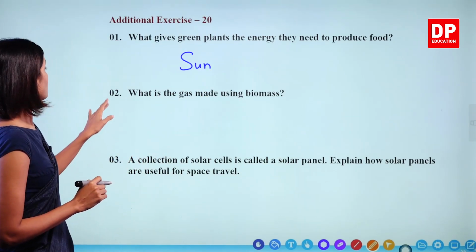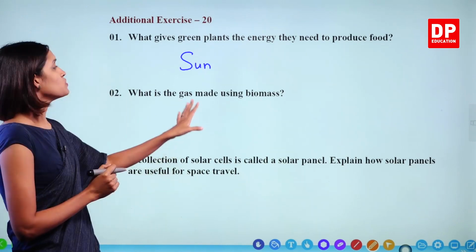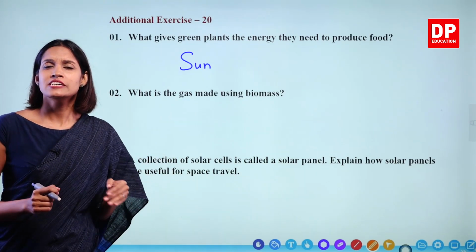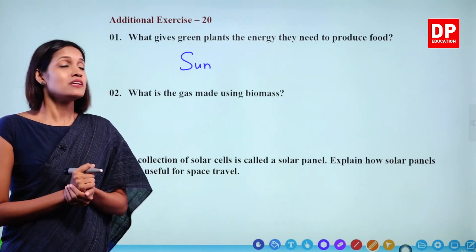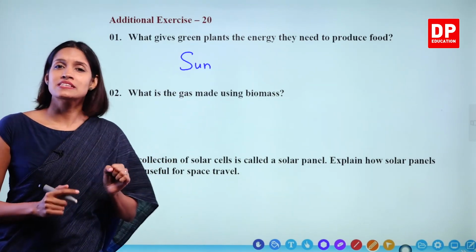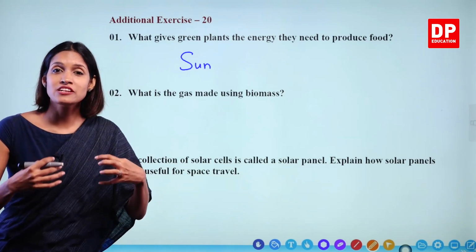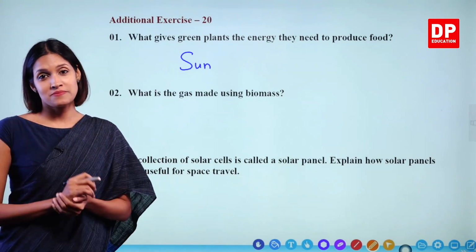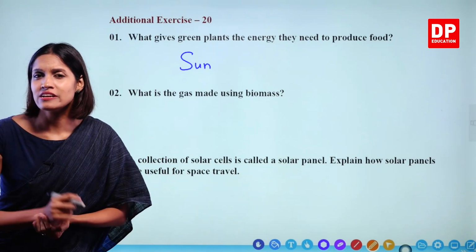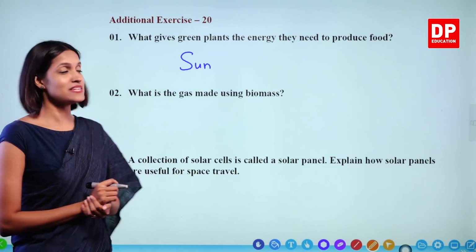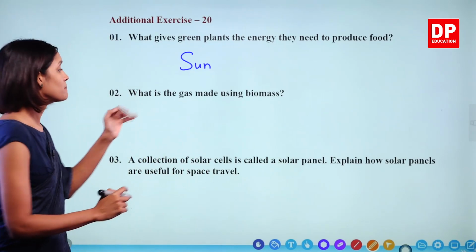Okay. Number 2. What is the gas made using biomass? Do you remember I mentioned that under controlled conditions, like in a sealed condition, these different types of biomass like kitchen waste materials and rotten vegetables break down by microorganisms, right? And thereby, what is the gas produced, children? Biogas. Okay, children. So, what is the gas made using biomass? That is biogas.